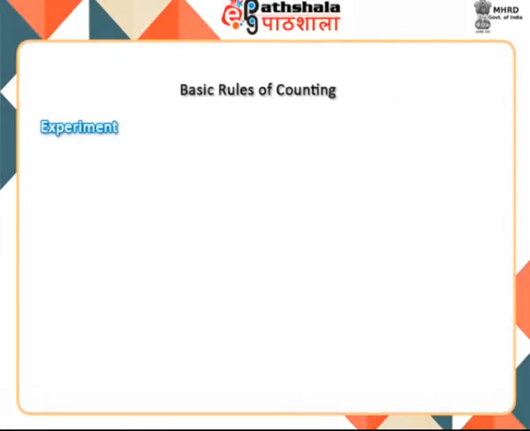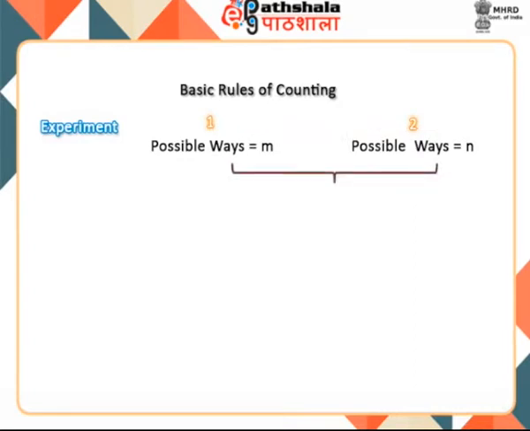The counting of the number of outcomes of an experiment will be fundamental to the study of probability. The basic rule states that if one experiment can result in m possible ways and if another experiment can result in n ways, then the two experiments together can be performed in mn ways.